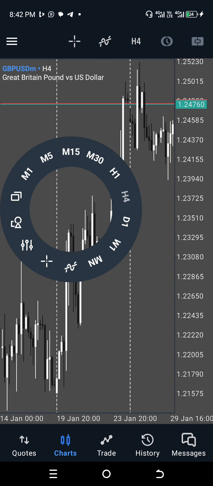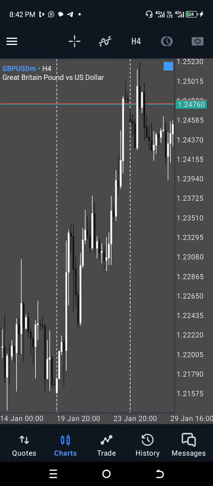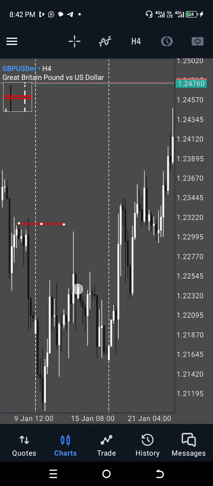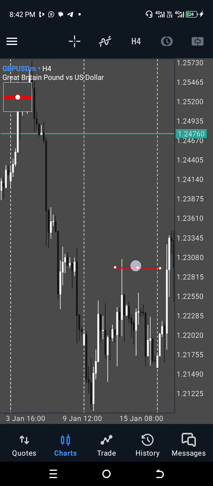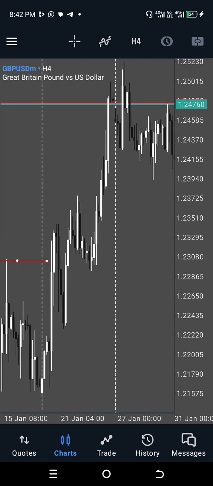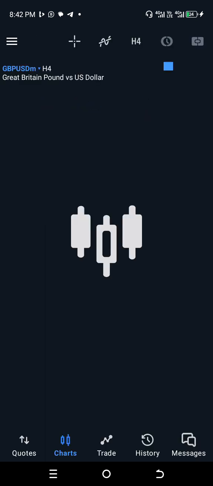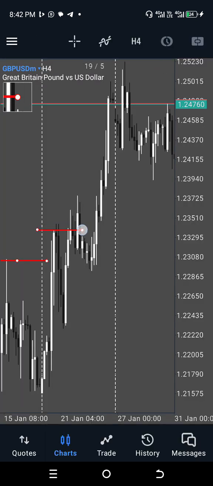Now, let me point them out. This is a resistance level. Now look at it. This price is going up. It got here and came down. So it has formed a resistance level. This is a resistance level. This is a resistance level. All those ones are resistance. Upper highs are resistance. You understand? Here is a resistance. Here is a resistance.